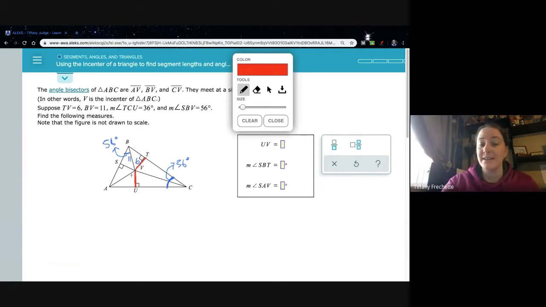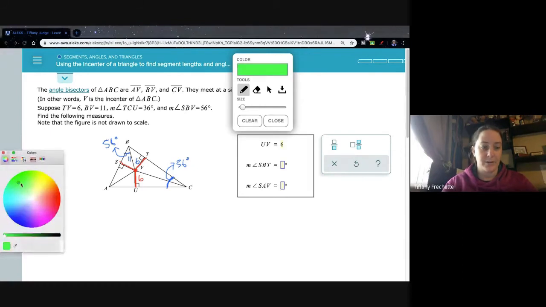Sorry, they gave us TV. Same thing, saying it that way. And remember, from the incenter definition, all of these lengths are the same distance from the incenter. So if I know TV, then I know UV and I know SV. So this length has to be 6 because TV is 6. All right, so I know that this is 6, and I'm just going to write it in there.